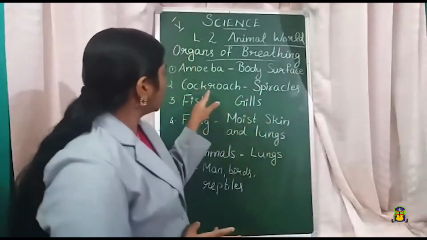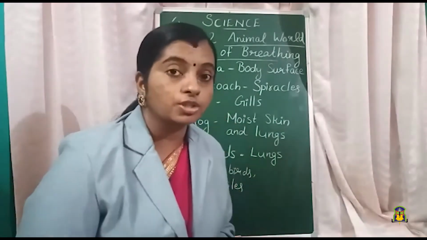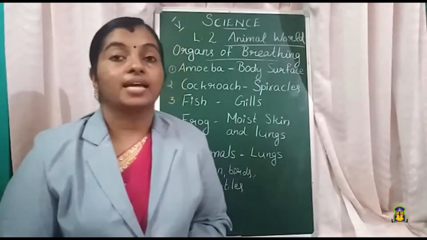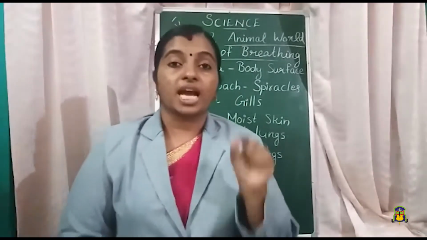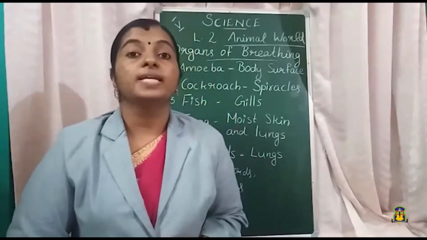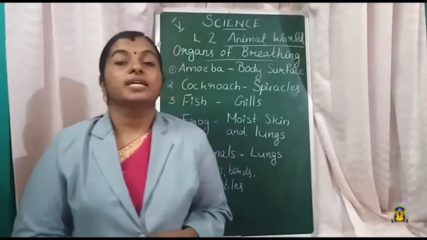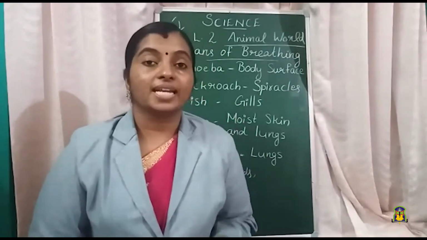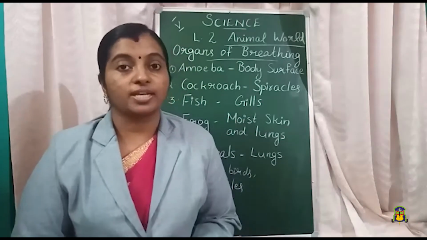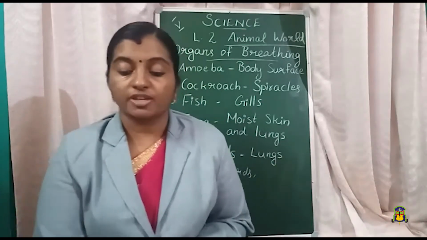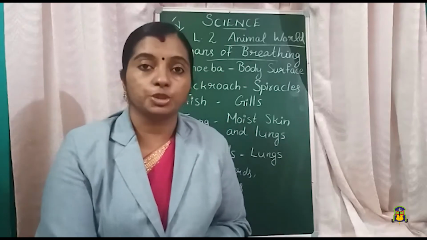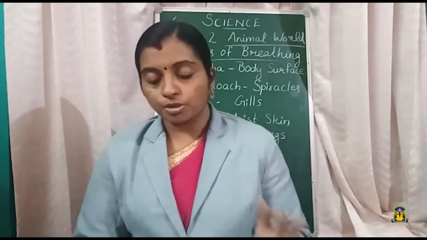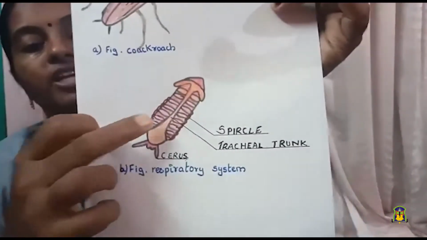Then we come to another organism, that is cockroach. A cockroach is an example of an insect, and cockroaches have tiny holes on the body surface called spiracles, and these spiracles serve the function of exchange of gases. That is, the gas can enter into the body through the tiny openings called spiracles, and in the middle of their body they have a tube called the breathing tube, and this tube transfers the oxygen to different parts of the body. I will show you the picture of the respiratory system of a cockroach.